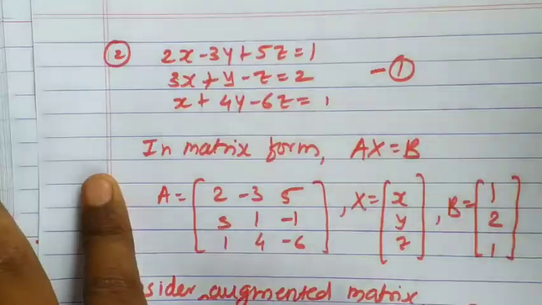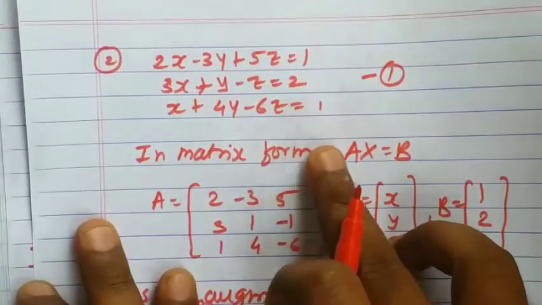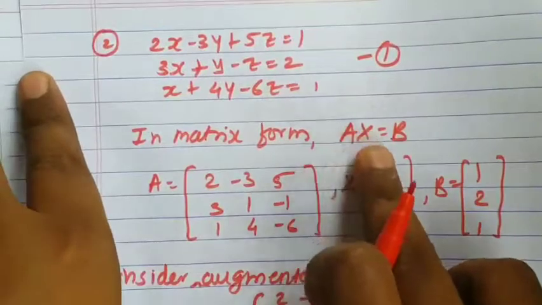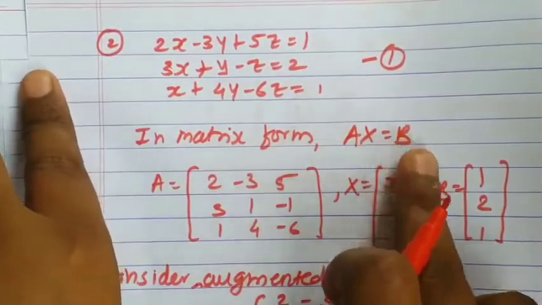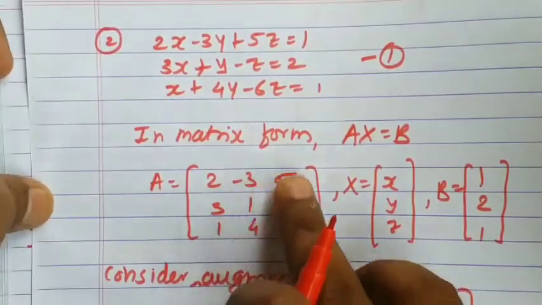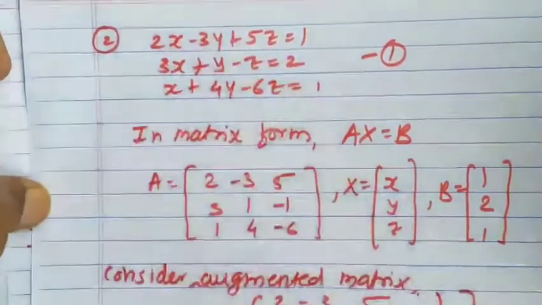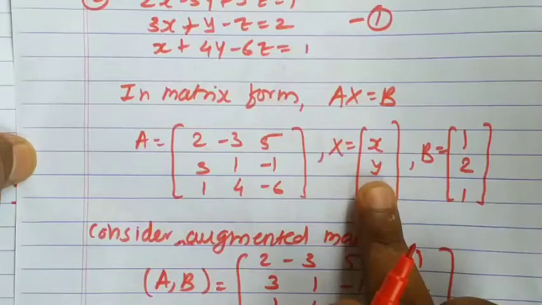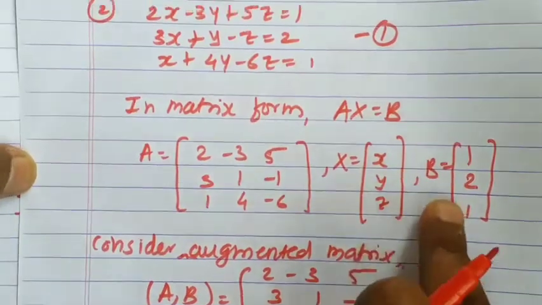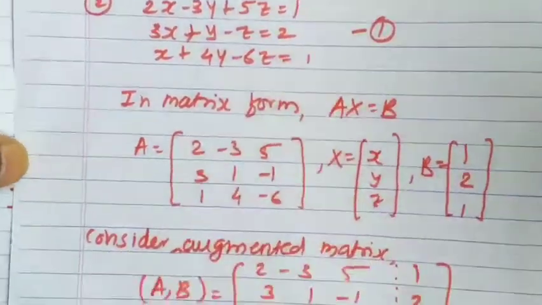Okay. This is the second example. If you write the given system in matrix form, AX equal to B, the matrix A will be 2 minus 3 5, 3 1 minus 1, 1 4 minus 6, which are the coefficients of these equations. X is the unknowns x, y, z, and B is the constants matrix on the right hand side.